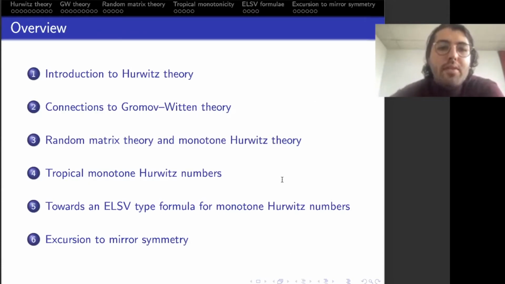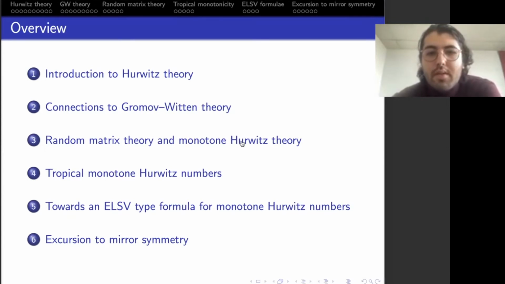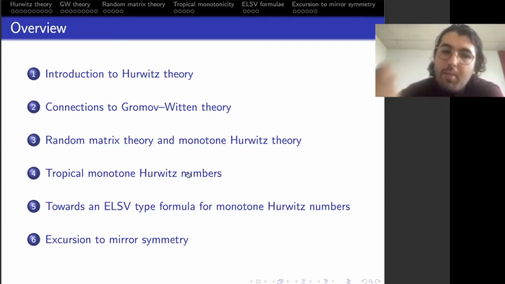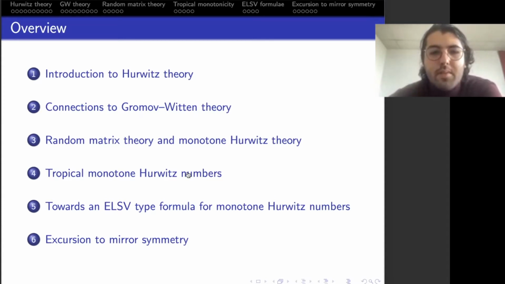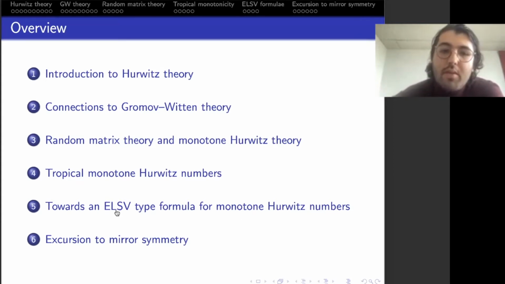The plan for today's talk is to first give an introduction to Hurwitz theory, very gentle and very short. In the second part I will discuss connections to Gromov-Witten theory and very briefly explain what it is. In the third part, I will talk about monotone Hurwitz numbers and how they show up in random matrix theory. In the fourth part, I will discuss so-called tropical monotone Hurwitz numbers, a combinatorial approach to study these numbers. In the fifth part, we will discuss connections from monotone Hurwitz numbers to Gromov-Witten theory via something which is called an ELSV type formula.